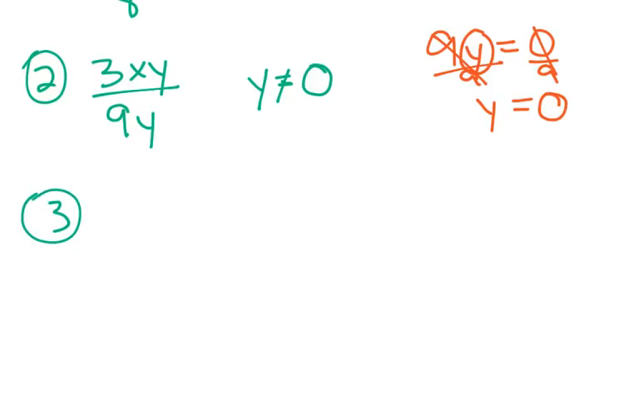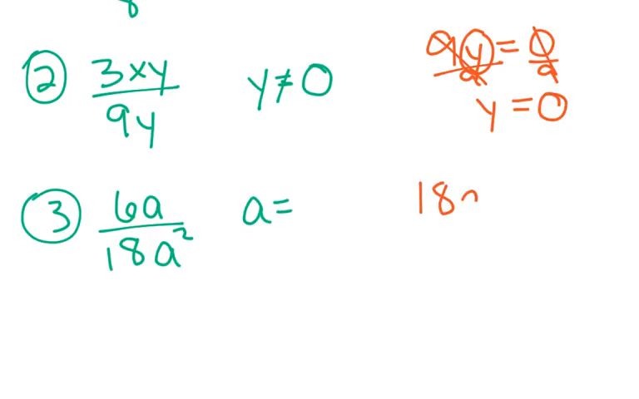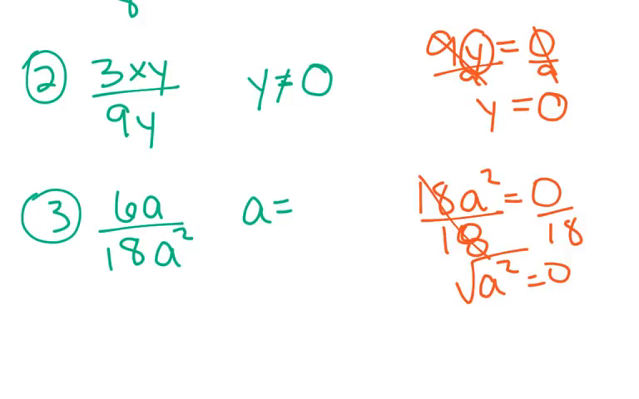Let's look at another example. Oh, you might be asking on number 2, why didn't we have a restriction on the x? Because the x is not in the denominator, so it doesn't matter. So number 3, 6a over 18a squared. The only variable I have in the denominator is an a. I'm going to come over here and set my denominator equal to 0. Divide both sides by 18. I get a squared equals 0, and the square root of 0 is 0. So a cannot equal 0.